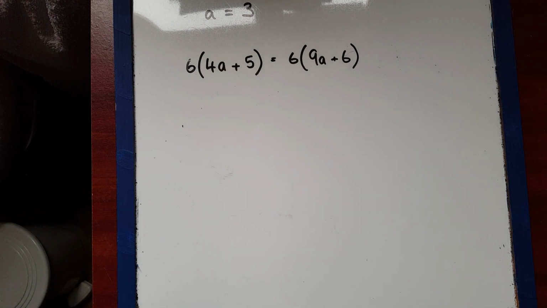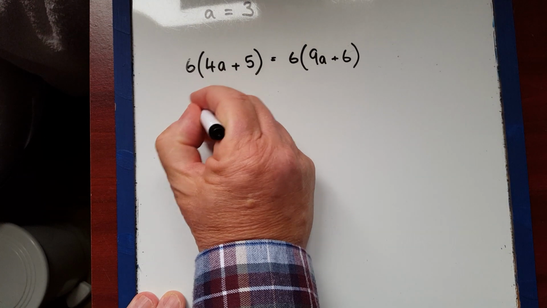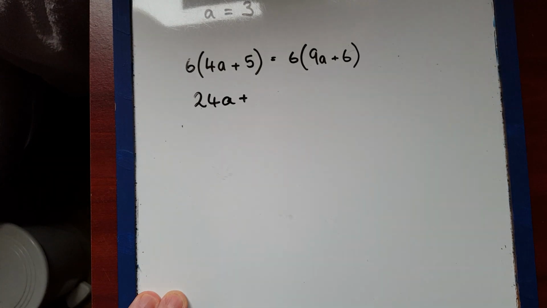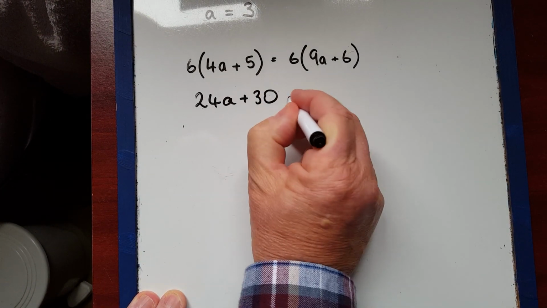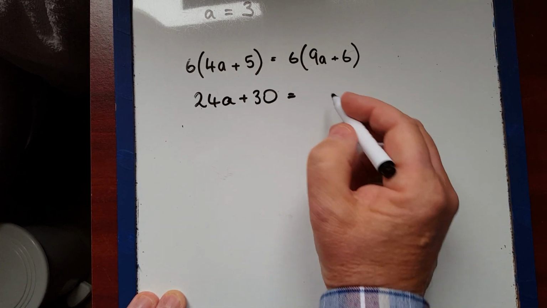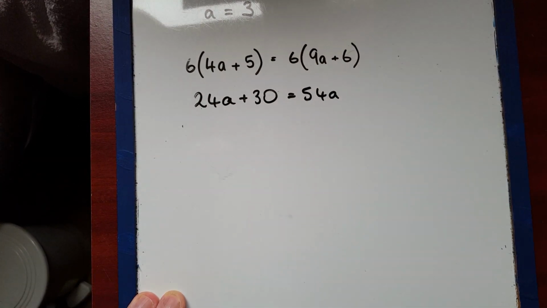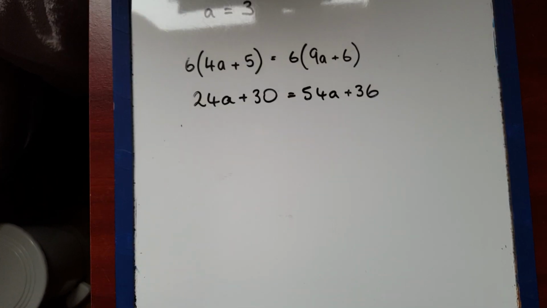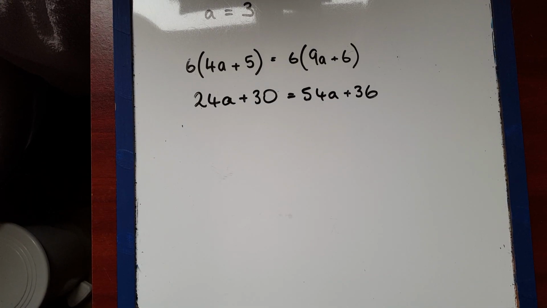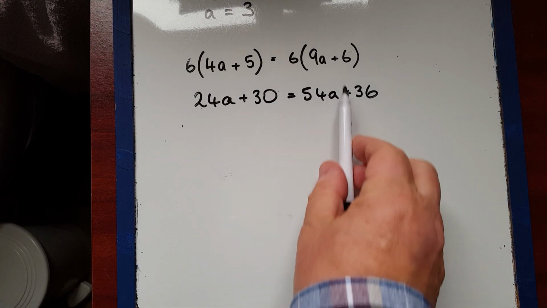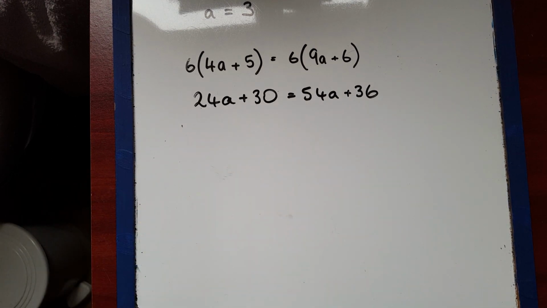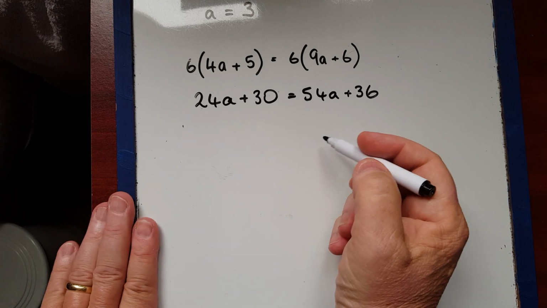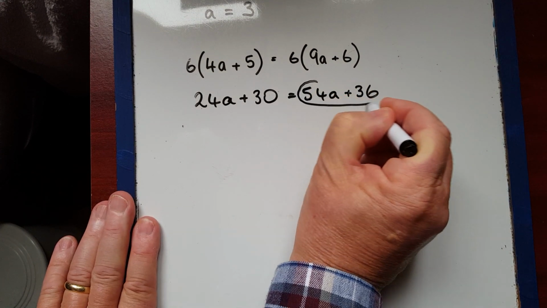Start off by expanding the bracket again. 6 4s are 24, so that's 24a, plus 6 5s are 30, equals 6 9s are 54, 54a, plus 6 6s are 36. Now, when we rearrange this equation, I don't like what's going to happen there, because we're going to be subtracting 54a from 24a, and that's going to take us into a negative number straight away. Personally, I don't like that. So what I do when that situation arises is I just swap the entire picture around.